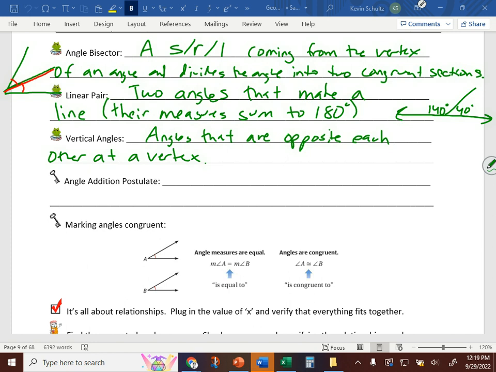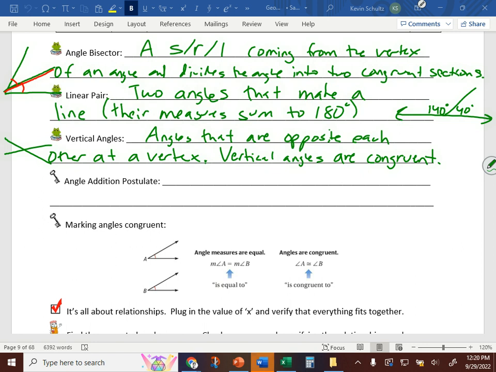And the relationship of vertical angles, I said geometry is all about relationships. Vertical angles are oppositely vertical. You're closest because you said it starts with the same letter. Oppositely vertical. Congruent. Vertical angles are congruent.